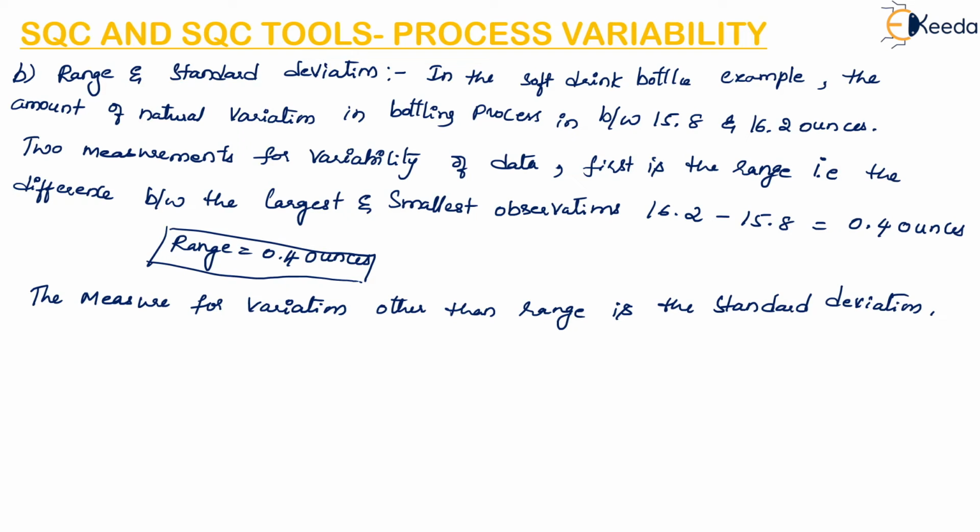The next one is the distribution of data. So the third descriptive statistic used to measure the quality characteristic is the shape of the distribution of the observed data. So when this distribution is symmetric, there are the same number of observations above and below the mean.